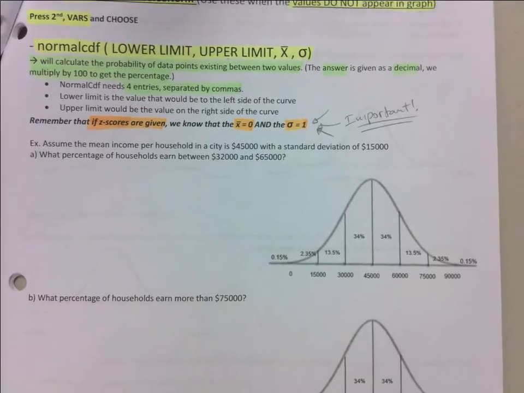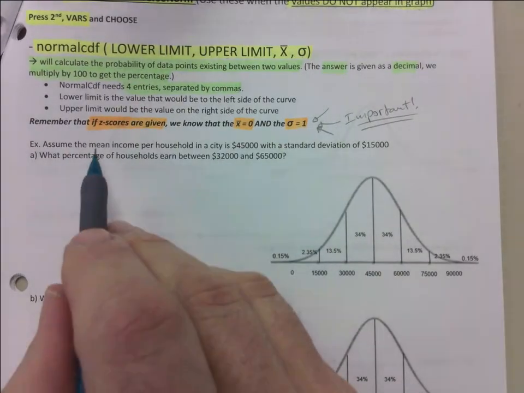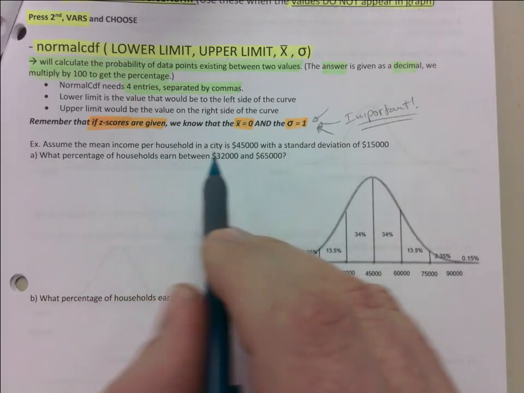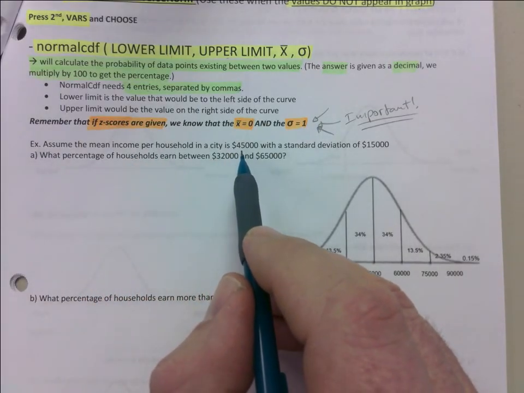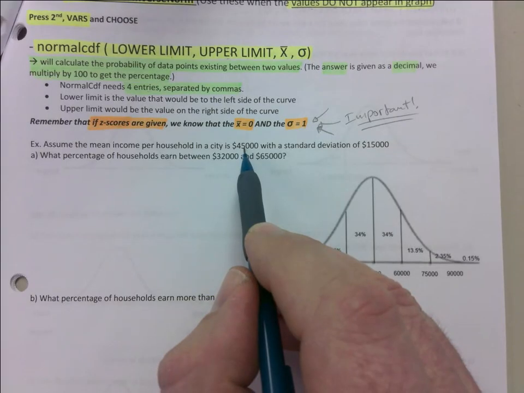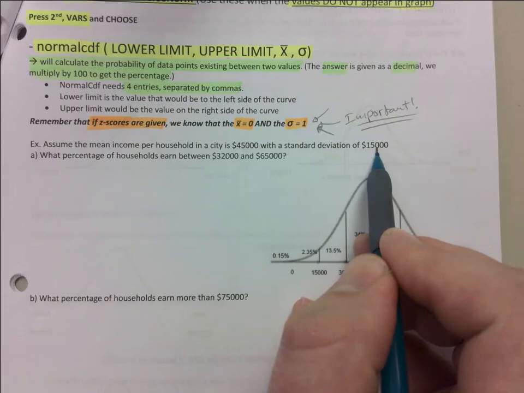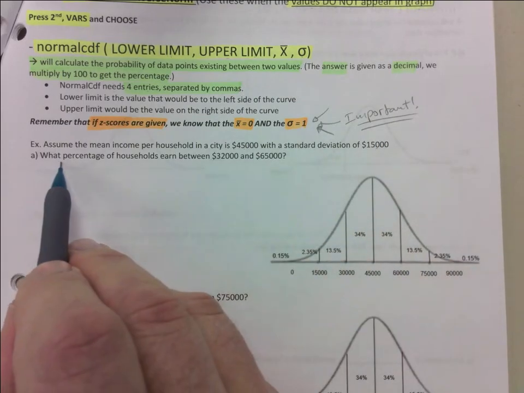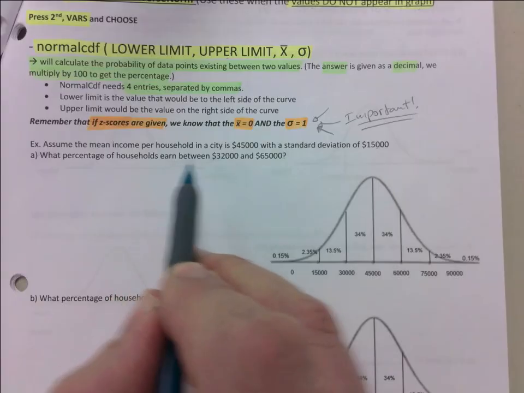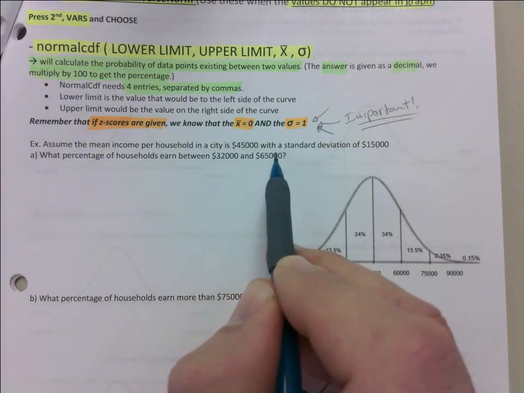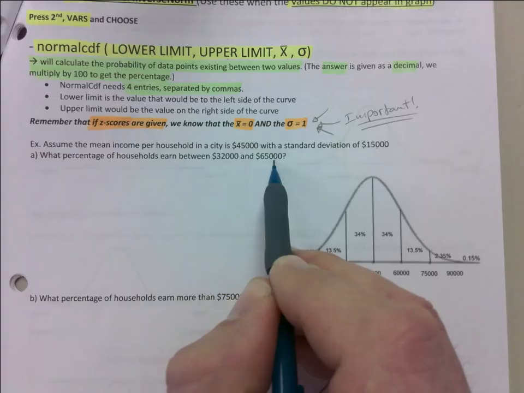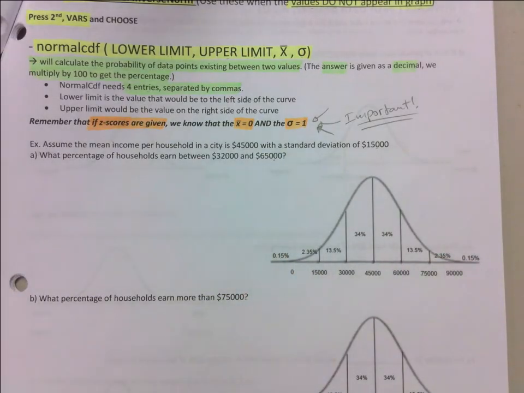All right, so let's do some examples and see how this works. Assume the mean income per household in a city, we just talked about this, I know, is $45,000 and the standard deviation is 15,000. What percentage of households earn between $32,000 and $65,000?